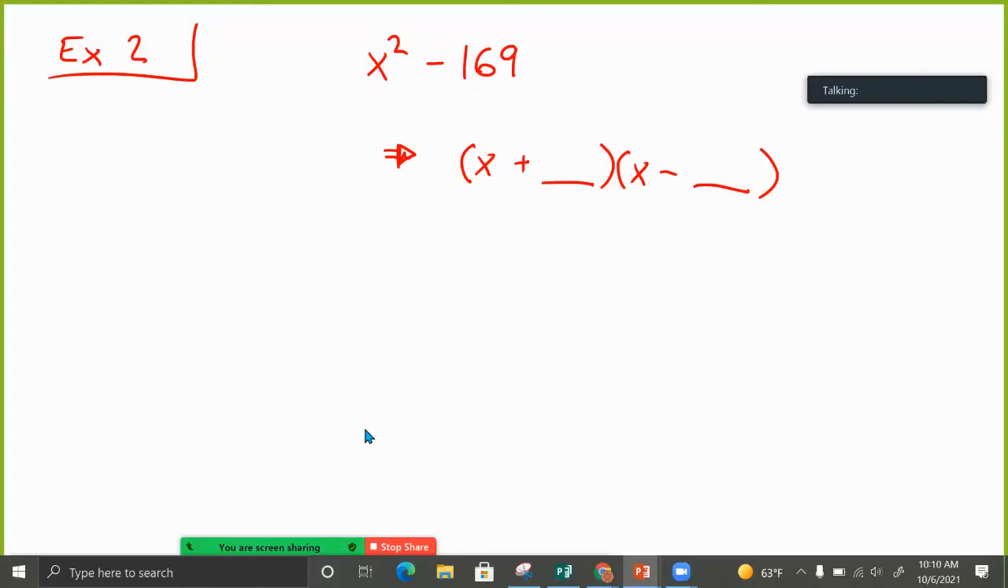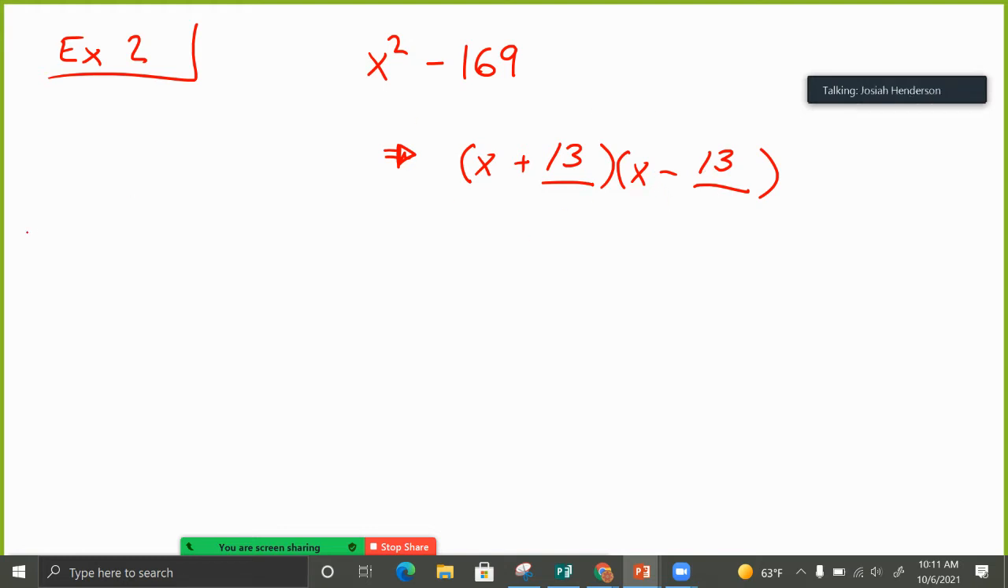x plus 13 times x minus 13. Perfect. Thanks, Aaron. How did you know to use 13? Because that's the square root of 169. Perfect. Thank you for sharing. So you see a problem like this, x squared minus something. Check to see if you can take the square root of that number, the 169, and you get a whole number like 13 or 14 or anything. If you get a whole number, then you can go straight to this as our shortcut. That's the answer. It's factored.